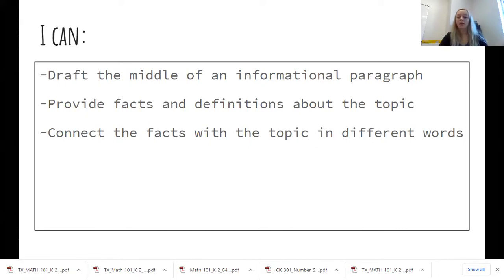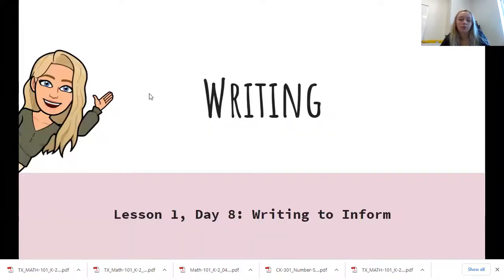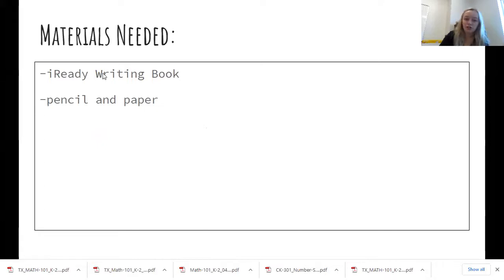So now that you know what we're doing today, let's talk about our materials. You will just need your iReady book and a pencil and paper. So today we are drafting the middle of our informational paragraph, and remember that drafts do not have to be perfect because we are going to go back later and make some changes to them.